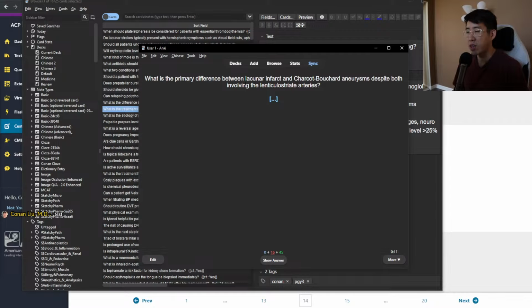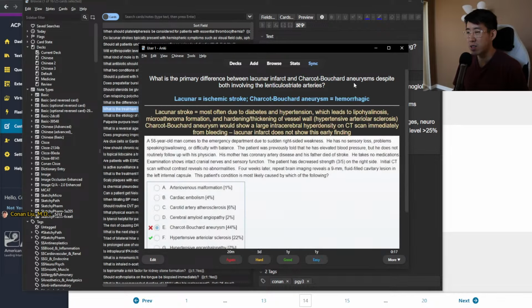Lacunar infarcts are going to be more ischemic, and these ones are more hemorrhagic, I believe. But I actually don't remember the answer to this question. Oh, so yeah, that's correct. So lacunar is more ischemic stroke. Charcot-Bouchard is more hemorrhagic stroke.